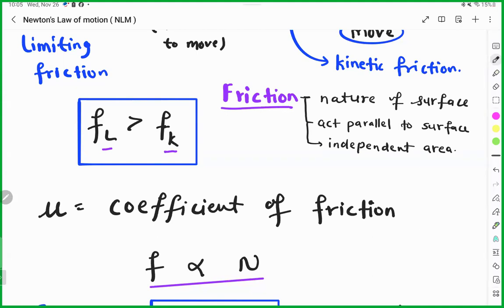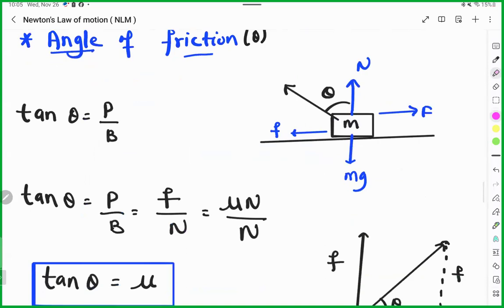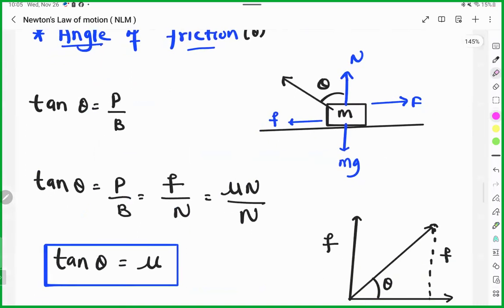Understood? So these are the three important points: the nature of the surface, rough has more, smooth has less; parallel to the surface, not perpendicular, not normal; and independent of area. This question can be asked directly in the assertion-reason kind of question. Okay, then next, these are very basic things.